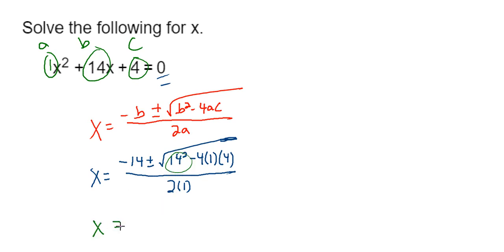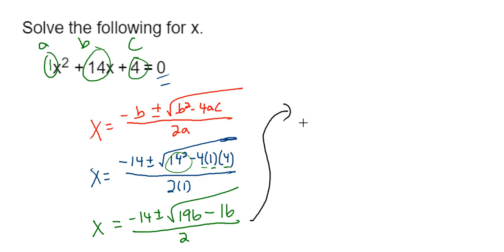So I'll just rewrite everything else. Negative 14 plus or minus the square root. This will be 196 minus 4 times 1 times 4, which will be positive 16, right? Over 2 times 1, which is 2. So it doesn't take long for this to get in pretty good shape, right? We'll keep working on the square root.